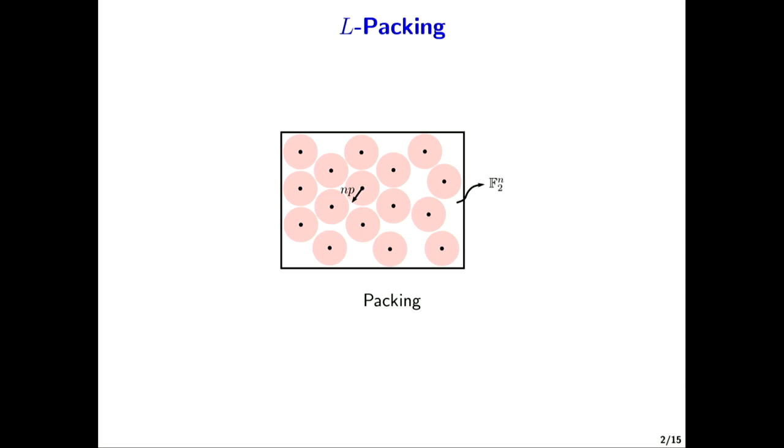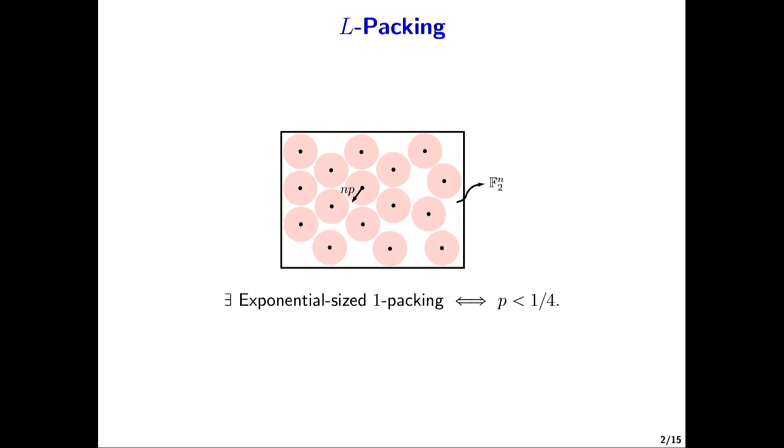It's known that you can pack exponentially many points as long as p is not too large. We don't know exactly what the exponent is, but we do know that as long as p is at most 1/4, you can pack exponentially many points. But what the exponential is, is not known. But we do know the threshold is 1/4.